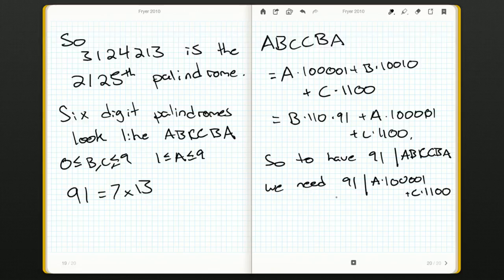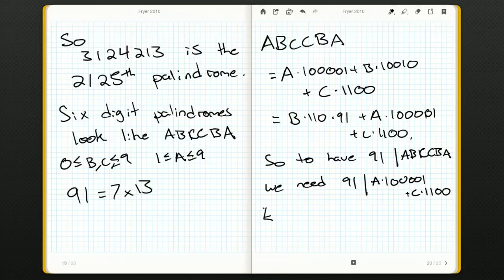How about 100,001? Is that divisible by 91? No. Is it divisible by 7? Nope. How about 13? No. Okay. So none of these factors work, because if, for example, 1100 were divisible by 13, to make it divisible by 91, we just need C to always be a multiple of 7. So, unlike the thing with B, which we could take out, it's automatically divisible by 91, no matter what B is. A and C will probably have to be very special values.